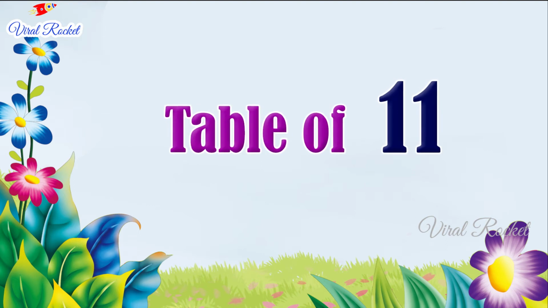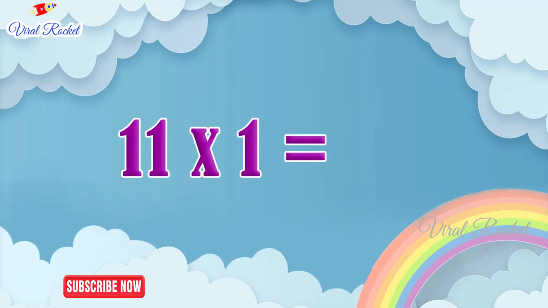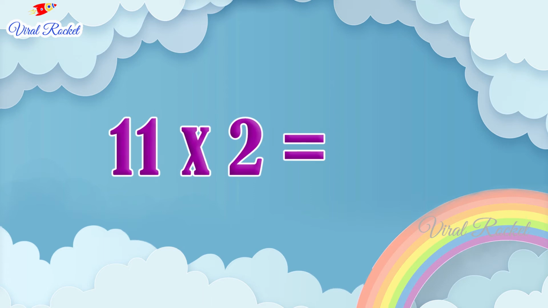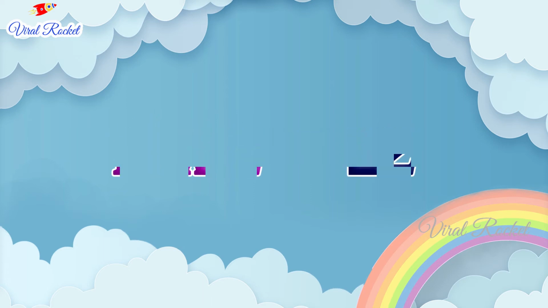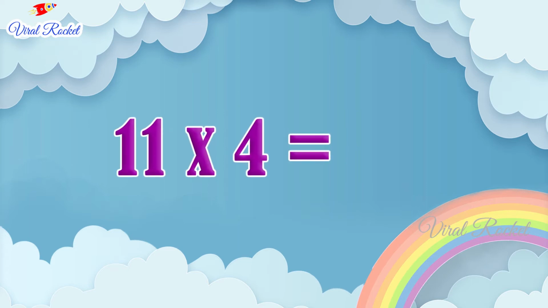Table of 11. 11 ones are 11. 11 twos are 22. 11 threes are 33. 11 fours are 44.